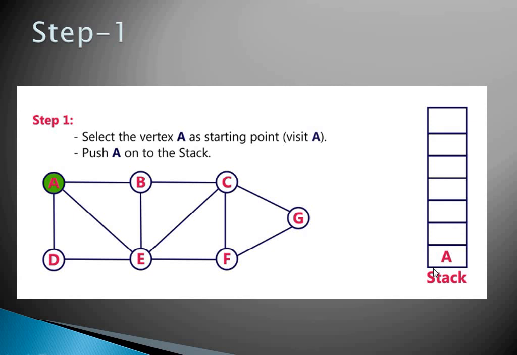As soon as you traverse the graph, the vertices will be added to the stack. Here you can see, select the vertex A as a starting point. We visit A and push A onto the stack. As you traverse, each vertex you visit will be added to the stack, right? Now the color of this particular vertex will be changed.